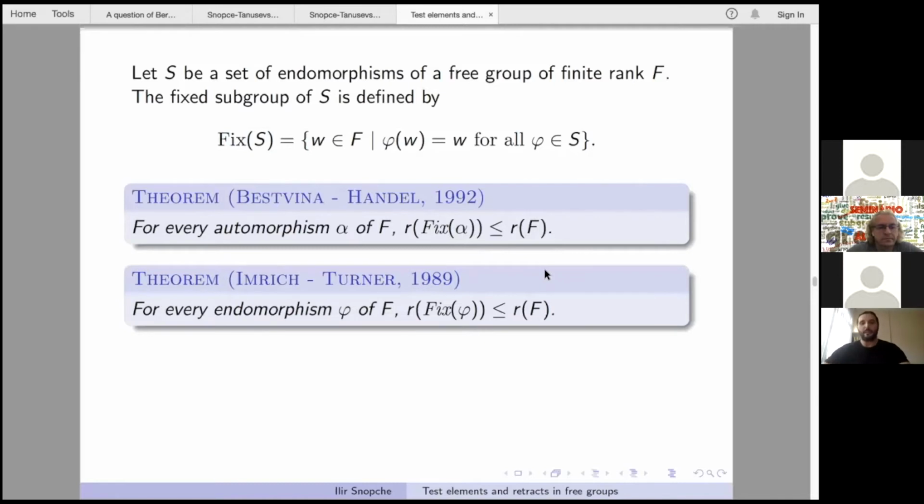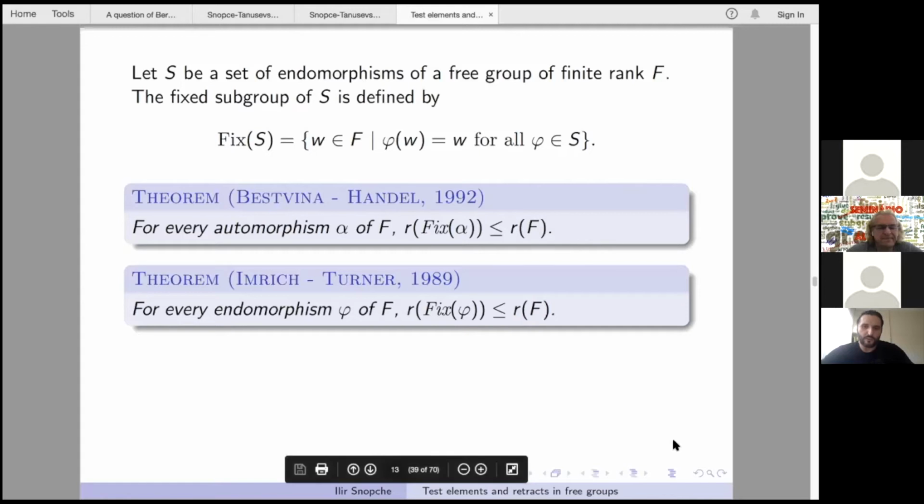And actually, Imrich and Turner used a clever algebraic argument to derive immediately from the result of Bestvina and Handel the following, that for every endomorphism phi of F, the rank of Fix phi is less or equal to the rank of F.